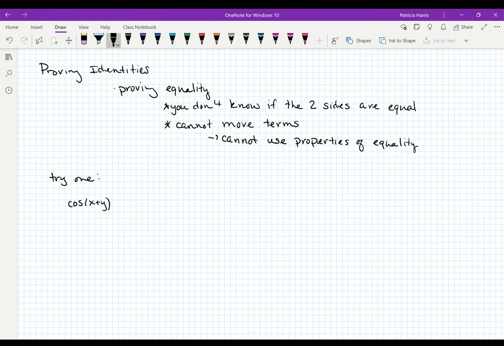Okay, so I have cosine of x plus y times cosine of x minus y. And I want to prove that that is equal to cosine squared x minus sine squared y. So you have two options. You can work the left side, you can work the right side by themselves, or you can work both sides at the same time. You just can't move things from the left to the right. So what I'm going to do is work on the left-hand side.